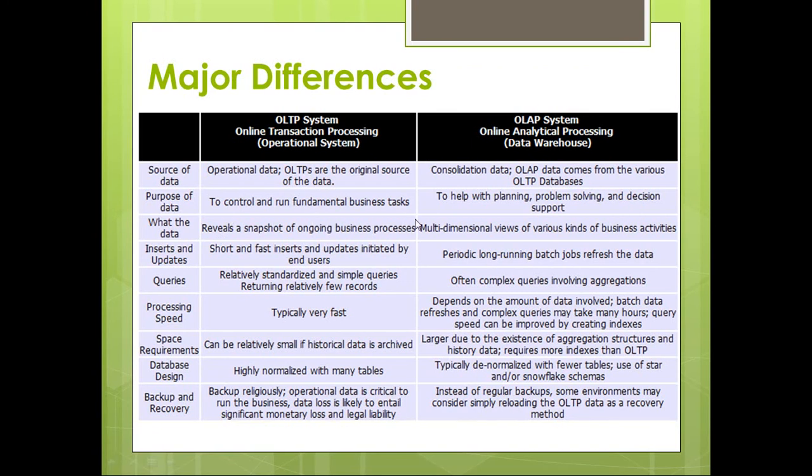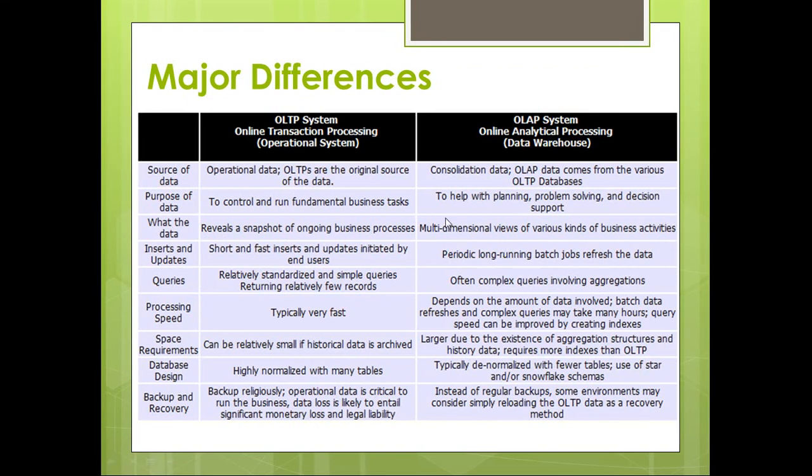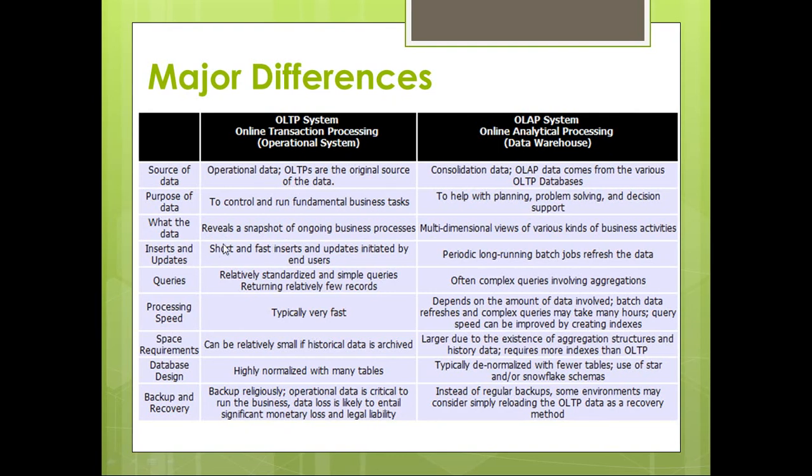OLTPs reveal a snapshot of ongoing business processes. So it's only a subset of the data. It changes over time, so it doesn't contain all the information at once. It only contains information for a particular moment. While OLAP contains a multi-dimensional view of the data, so it could track data over time and has multiple snapshots of the data at different time periods, and tracks different business processes based on the front-end database.